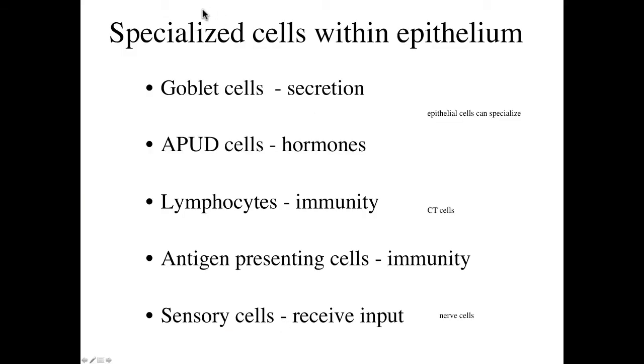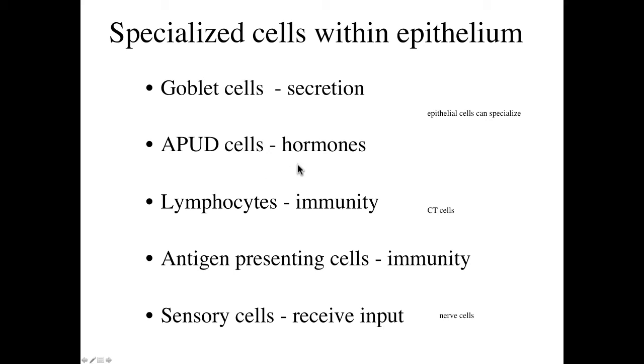There can be various specialized cells within epithelium, and some of the epithelial cells themselves can specialize. So, for example, goblet cells are specialized epithelium that play a role in secretion. APUD cells are specialized epithelial cells in certain organs that can secrete hormones.